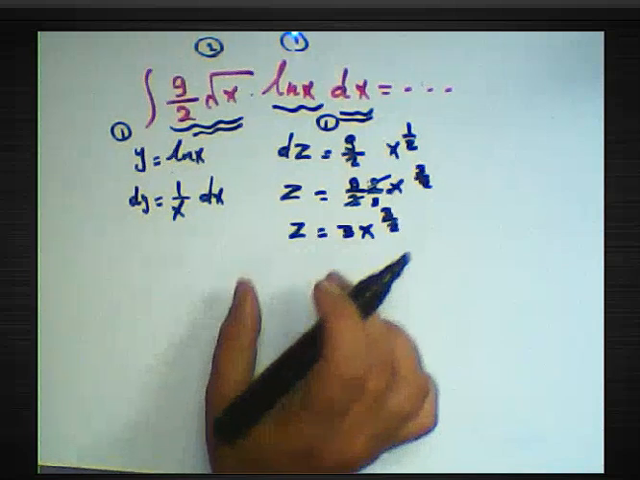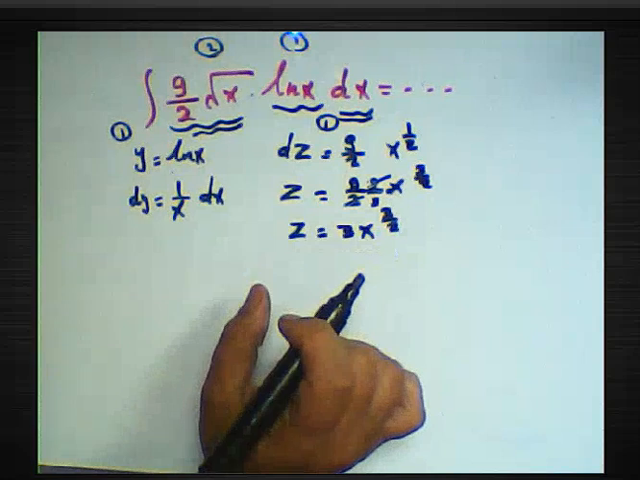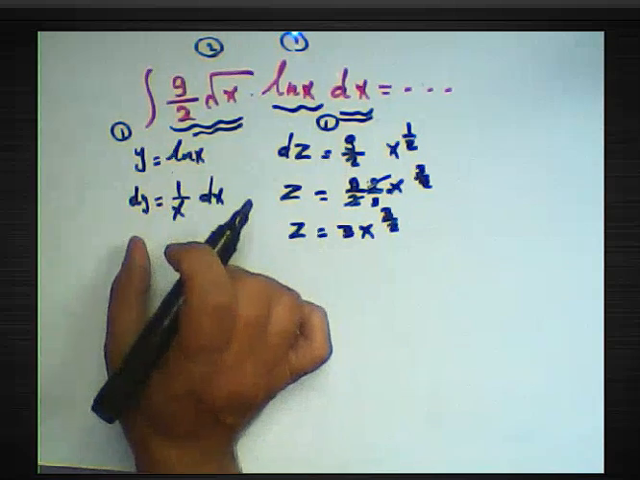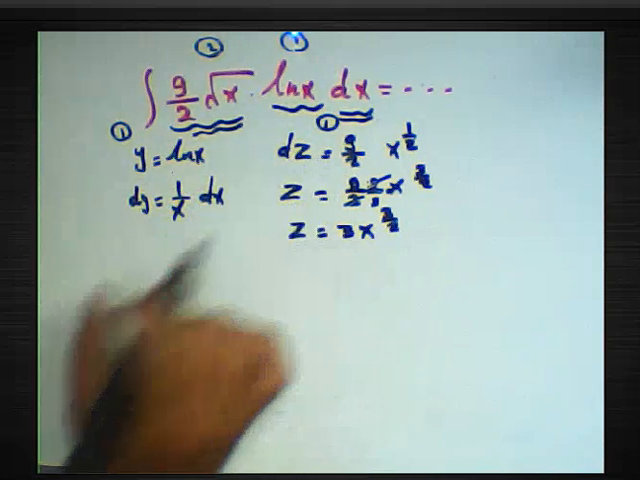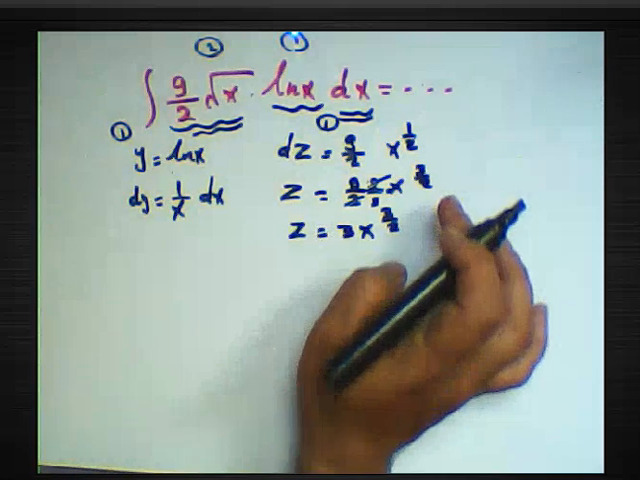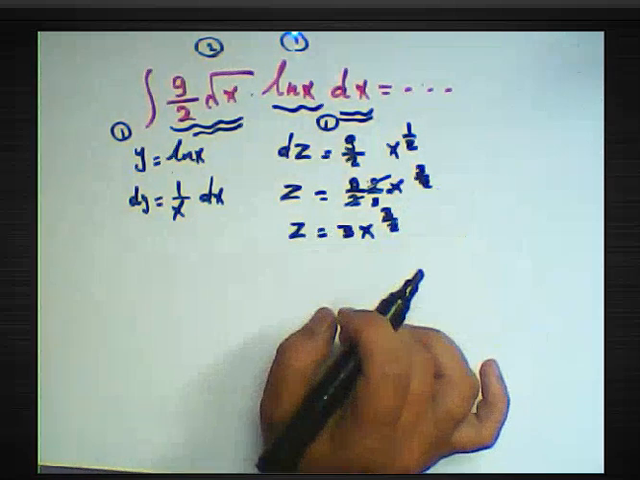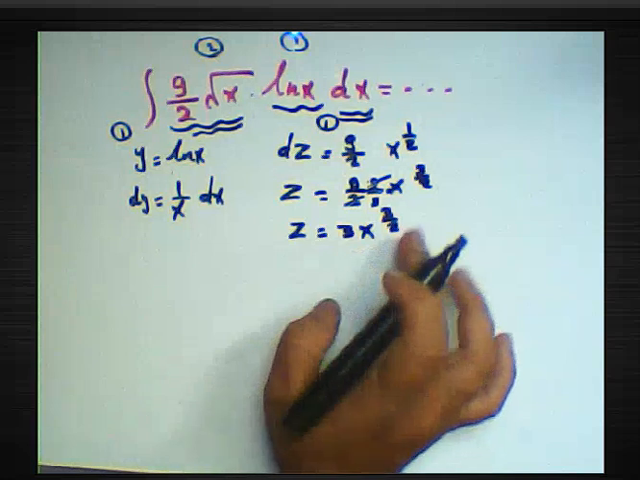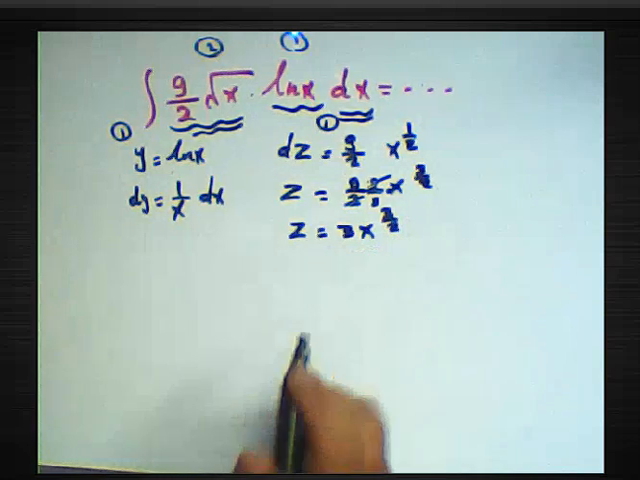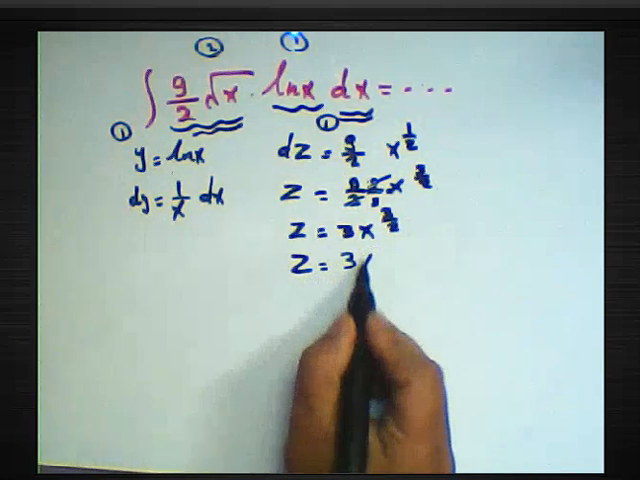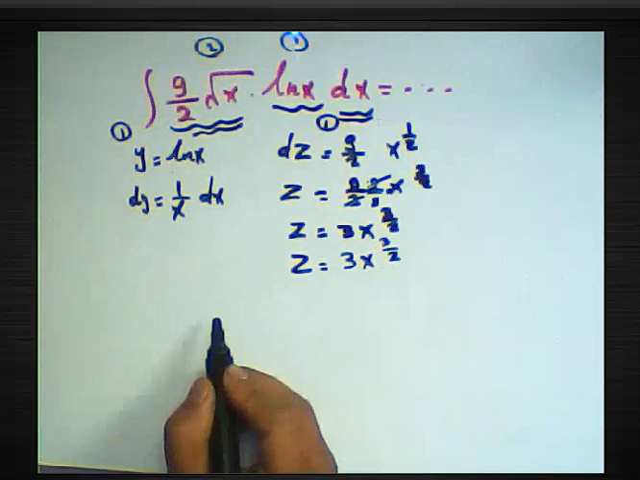Okay, the derivative of y will be dy equals 1 over x dx. Integration of this function, we must add 1 to the power and divide by the new power. So the result will be 3x power 3 over 2. Understood? It's z, 3x power 3 over 2.